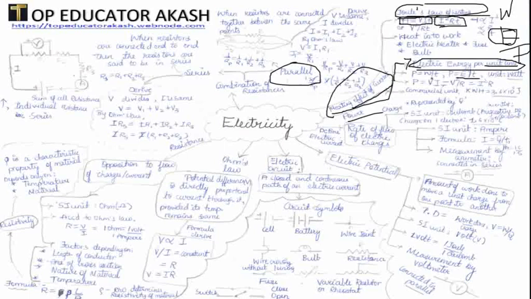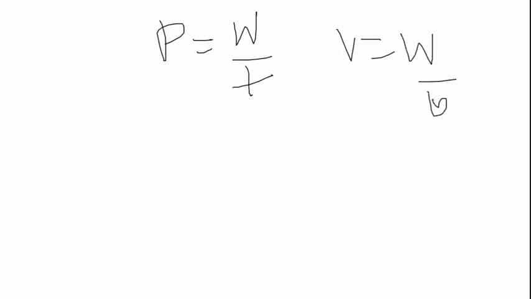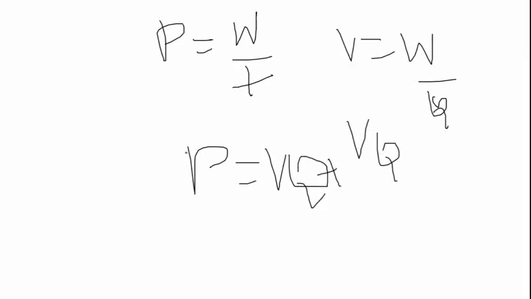So we can say that W by T is also a formula. What is the unit? That is watt. Watt is the unit to measure power. So P is equal to W by T. As I have already discussed, V is equal to W by Q, and W is nothing but VQ. So we can write P is equal to VQ by T.